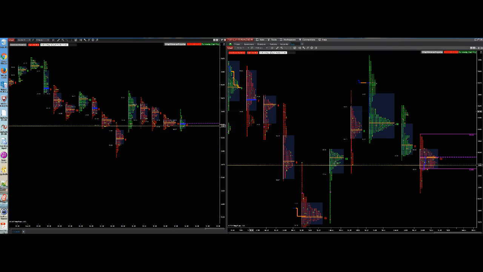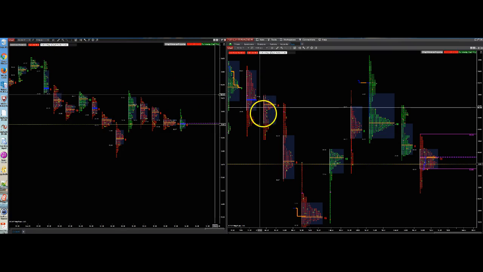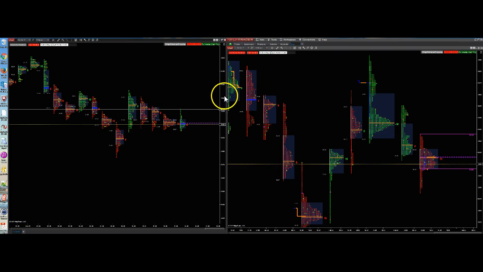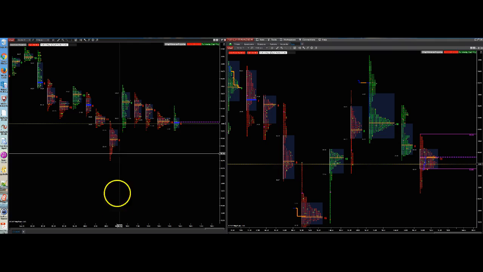So the market that I'm looking at right now is crude oil, and you can use the time value map on any intraday time frame. So on the right here I have a 30-minute chart. So these are profiles of 30-minute bars, and on the left it's a 5-minute chart. So you have profiles based on 5-minute bars.